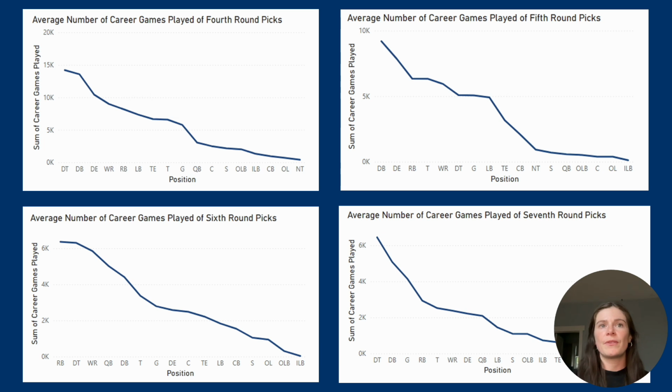Moving to fourth, fifth, sixth, and seventh round picks, the trend becomes even more noticeable. The career longevity decreases pretty significantly, and the curve becomes much steeper. It's much harder for late round picks, as I mentioned earlier, to stick around, but a few positions like defensive backs and running backs still show some players having pretty long careers. Overall, the data supports that earlier draft round picks produce players who not only get more opportunities during their career, but have longer and more stable careers, especially at some of these key skilled positions.